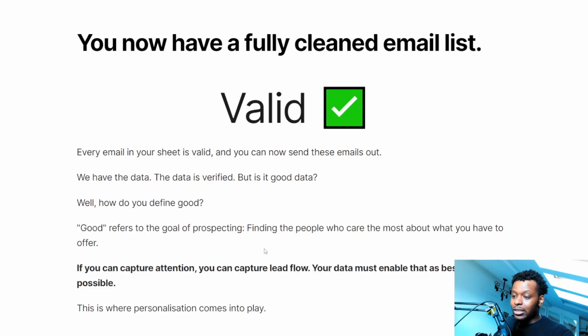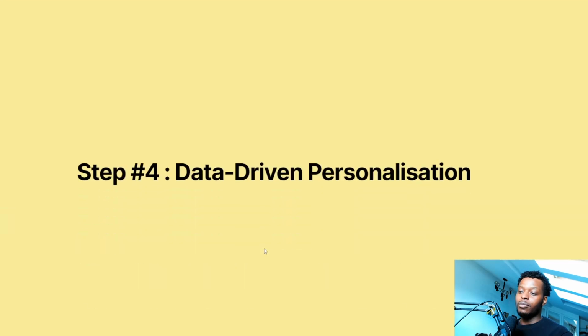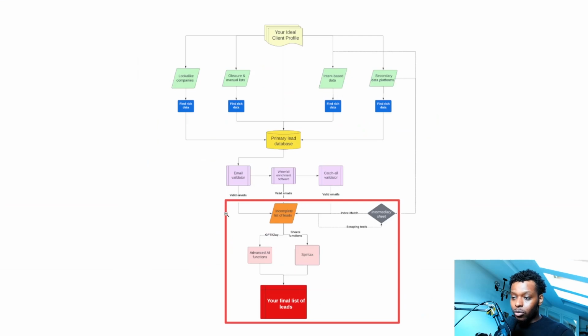And this is where personalization comes into play. So, final step, data-driven personalization. Now we're talking about this part here. We have our complete list of leads, as in they're all clean, and if we wanted to do a very big spray and pray campaign, we very well could. If we want to get really specific, here's where the personalization aspect comes into play.